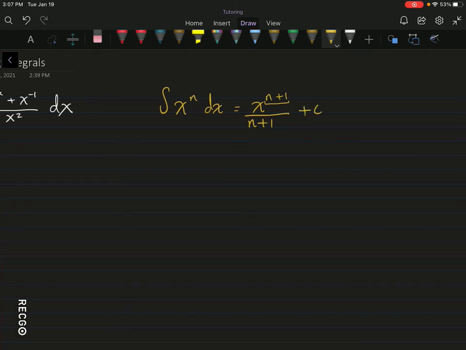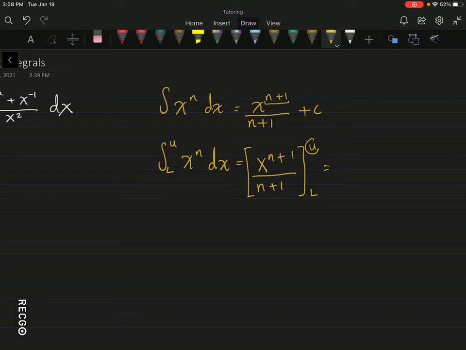plus c. Now we only put plus c if we don't have upper and lower limits. In an example where we have lower and upper limits, we would integrate x the same, like this, but instead of putting a plus c, we would evaluate this from that upper limit and that lower limit. So it's always upper first.